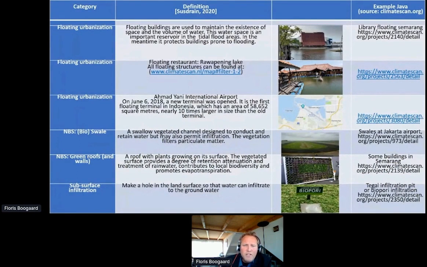There's a floating library, which is quite nice and being visited, and therefore also raising awareness and getting information across to young professionals and all the people that visit the library, of course. Floating restaurants, most visited, great food. I've been there. And also some other projects that you can visit in this case.